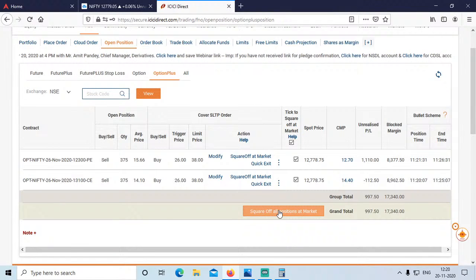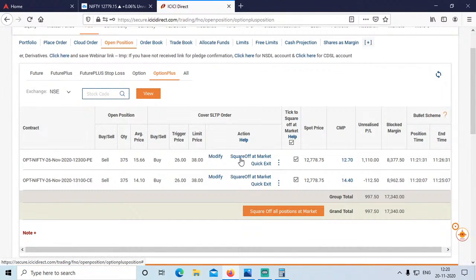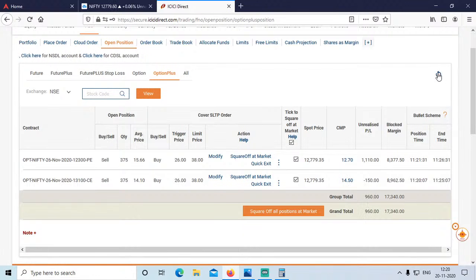Why we should square off all positions at market at one stage is that by the time you click square off at market for this order, and by the time you click square off at market for another order, there may be a variation. Just to avoid that variation, we are doing square off all positions at market.